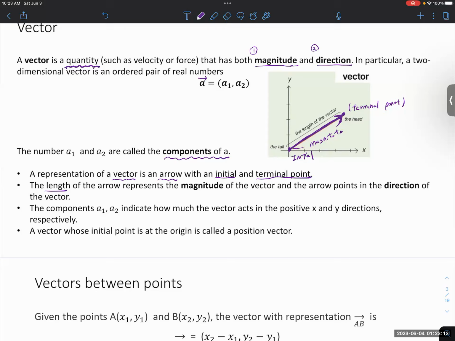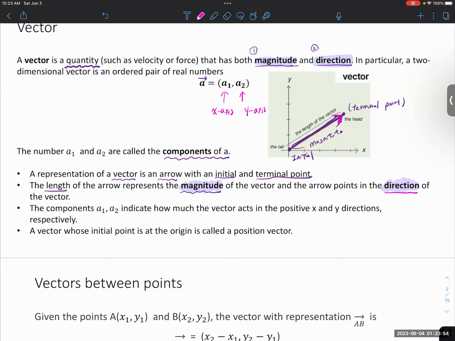Second, the length of the arrow, we call it the magnitude of the vector. And as I just described, the arrow means the direction of a vector. So magnitude and direction are the important components of the vector system. And then third, the components A1, A2 indicate how much the vector acts in the positive x and y directions. So A1 comes from the x-axis. A2 comes from the y-axis.